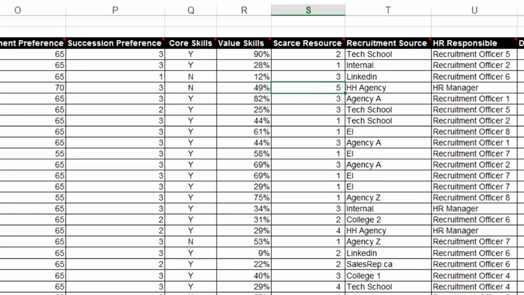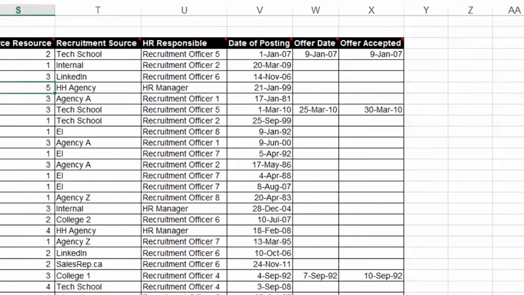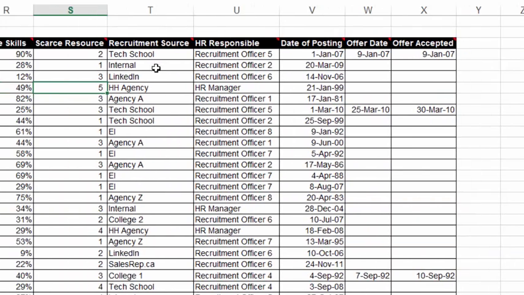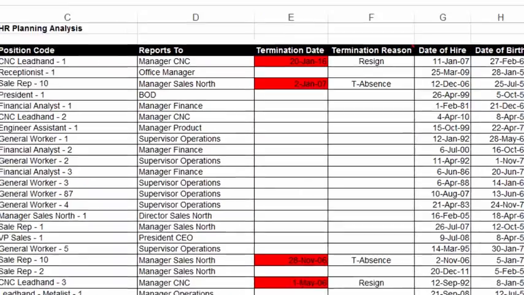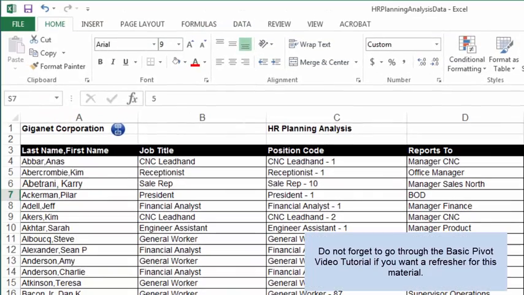And then further to that, there's more recruitment and selection type information. What agency were you recruited from or what source? Which HR person was responsible for your recruit? When did we post the offer date? And when was the offer accepted? So if you want, dabble in some of that, do some recruitment and selection metrics as well. So now let's get started, okay?